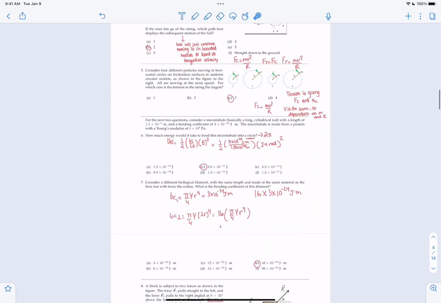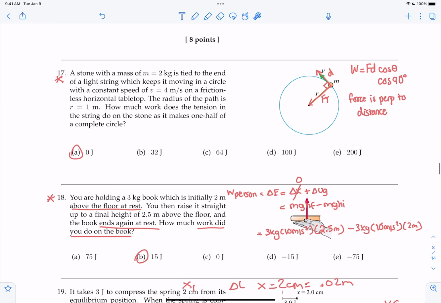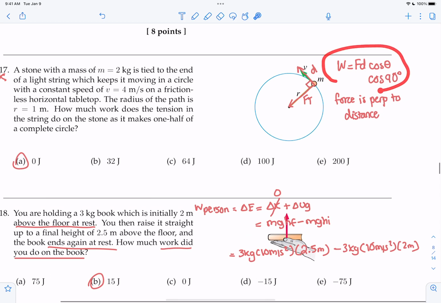And then there's finally 17. 17 now is very, very simple. It says a stone with a mass of m equals 2 kilograms is tied to the end of a light string, which keeps it moving in a circle at a constant speed of 4 meters per second. The radius of the path is 1 meter. How much work does the tension of the string do on the stone as it makes 1/2 of a complete circle? Well, we know that work is equal to FD cosine theta, right?